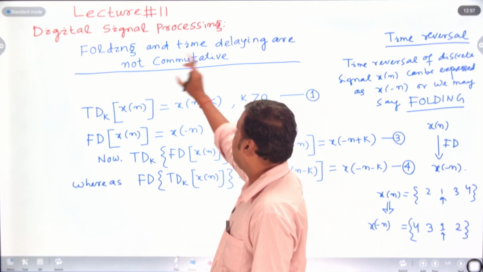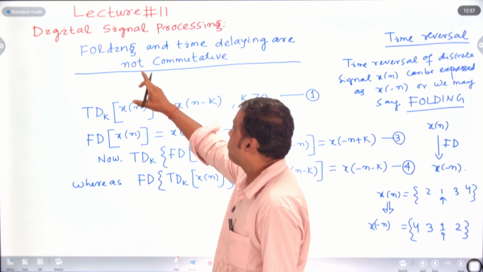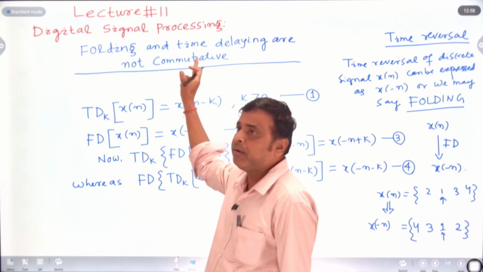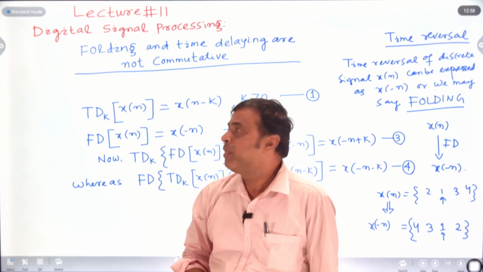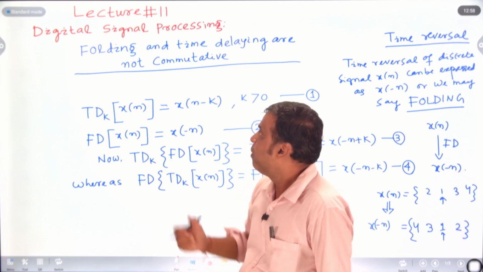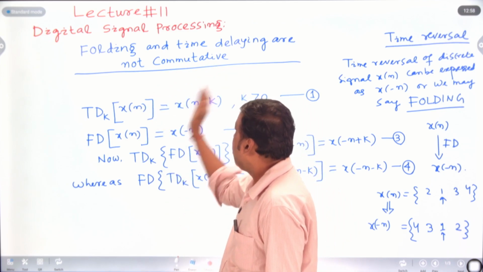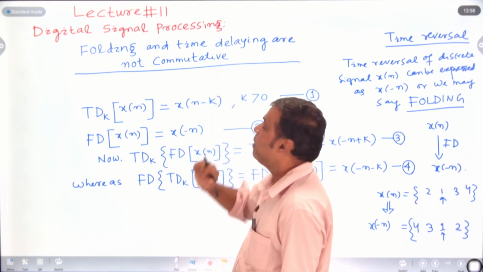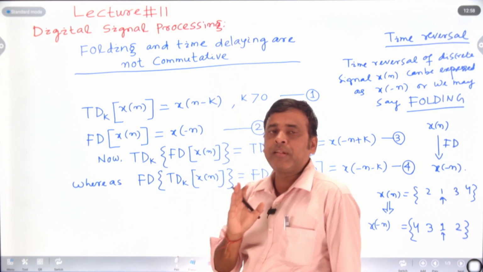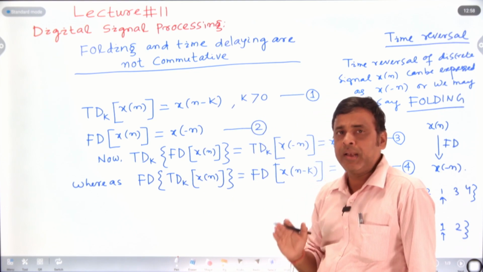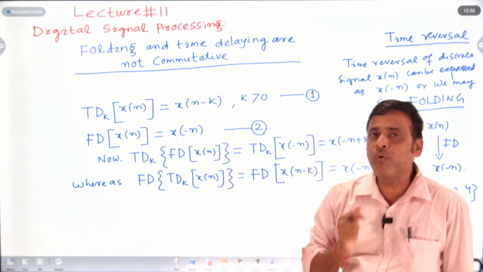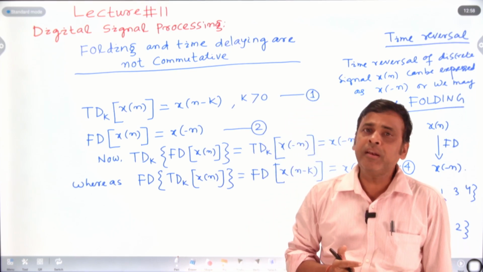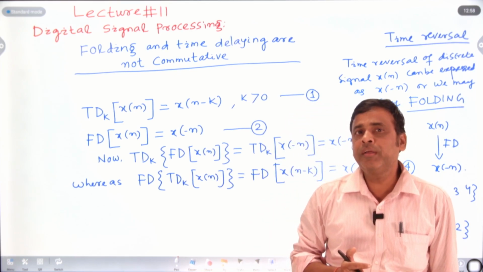So folding and delaying: if x of n is given, first of all you fold it, it becomes x of minus n. Then delay it. Delay means by k units, maybe k greater than 0. Folding then delaying is not the same as delaying and folding. What is the second half? Delaying and folding. LHS, left hand side, that is your folding and delaying. X of n is given, you fold it, x of minus n, delayed by k units of sample, x of minus n minus k, that is your folding and delaying.